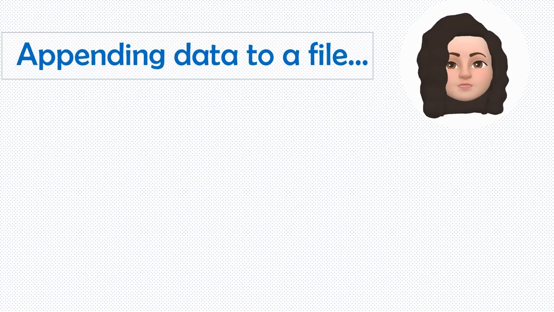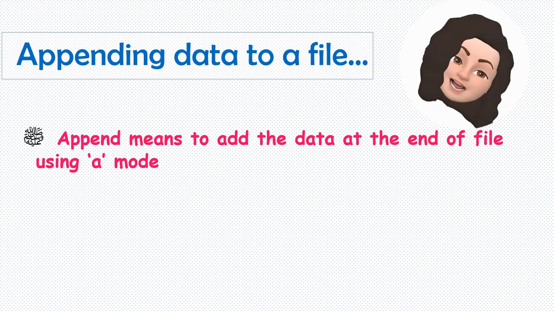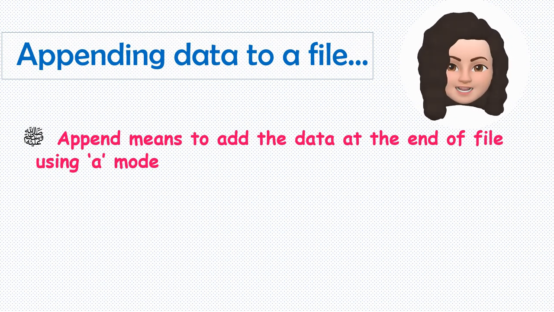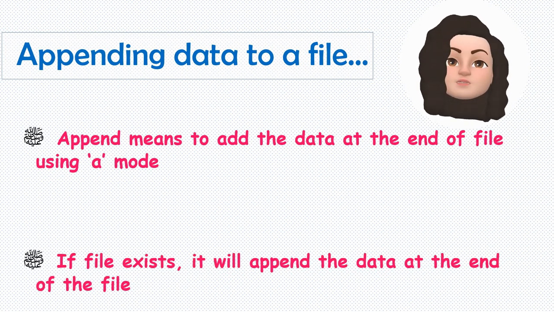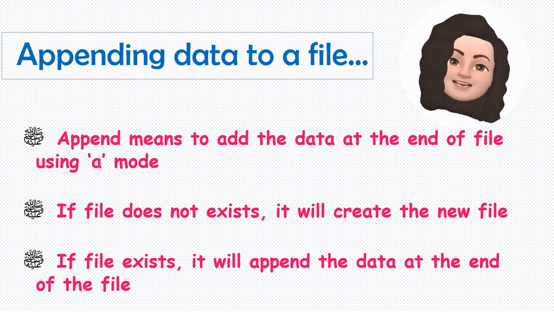Append. What do you mean by append? Add. Append will add data into an already existing text file at the end of the previous existing data. So if you open a text file in append mode, that is A mode, and the file already exists, the new content will be added at the end of the text file. If the file does not exist, Python will not raise an error. Instead, Python will create that file and the new content will be written in the text file.